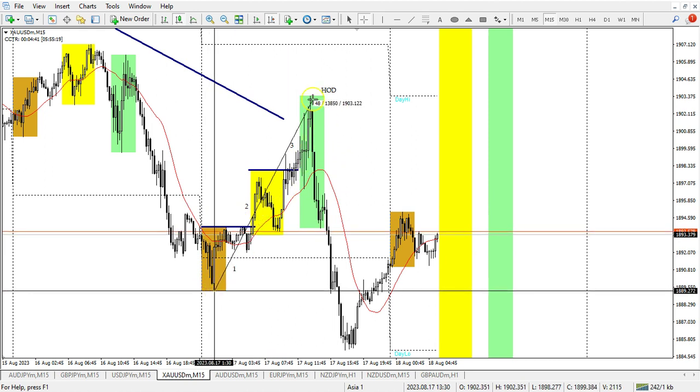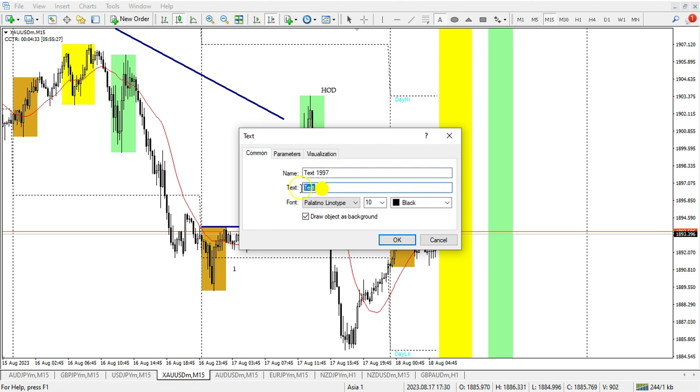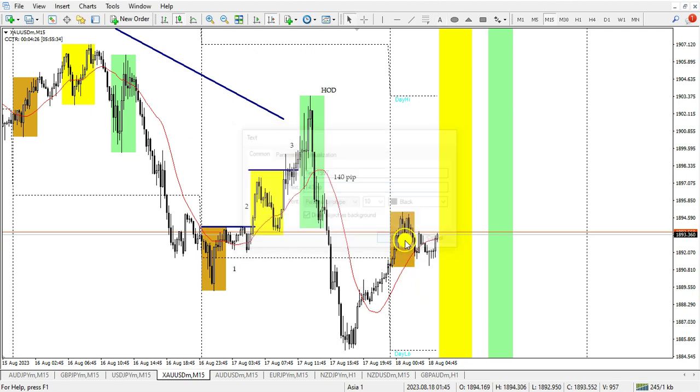Let's look in terms of pips. We have 141 pips. Let me write this down. We have a move that went up 140 pips. What does 140 pips tell you? It tells you that this is almost 150 pips. Why? Remember, markets are not gonna be perfect. They know that some people will figure this out. Therefore, there must be variations.